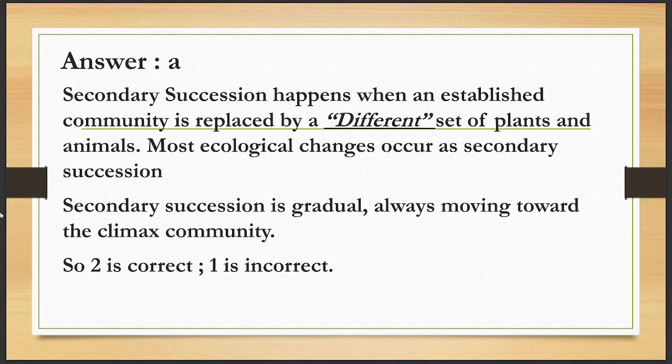So the correct answer is A. First statement is incorrect because when the secondary succession happens, it results in an establishment of a community which is replaced by a different set of plants and animals. Okay, so when an established community is replaced by a different set of plants, in secondary succession such a community will form in which the first established community gets replaced by a different set of plants, and not the same set of plants. So that's why second is correct, first is incorrect. Question is asking about the incorrect one, so that's why A is the right answer.